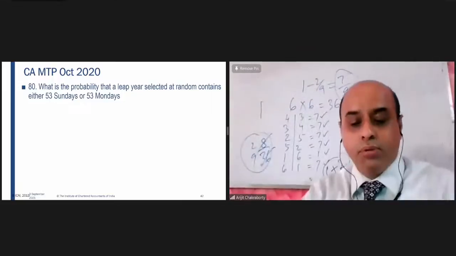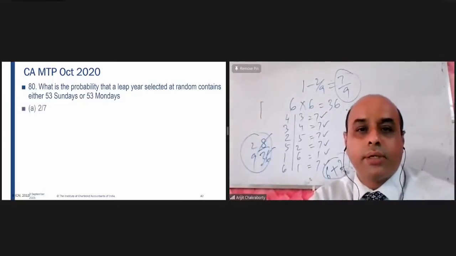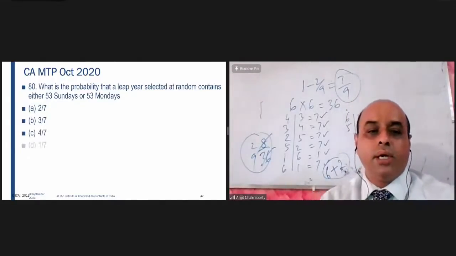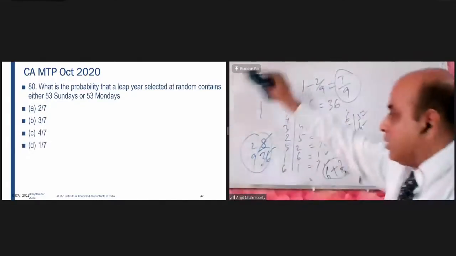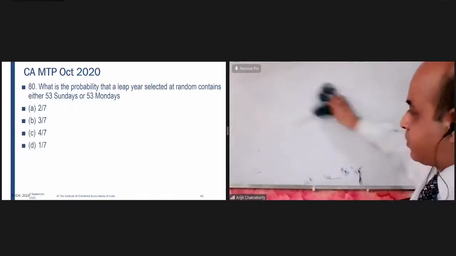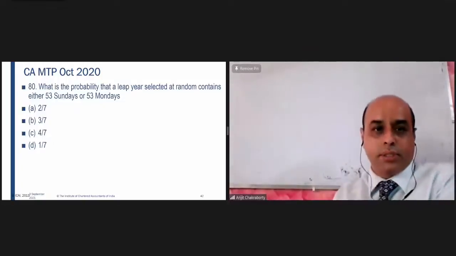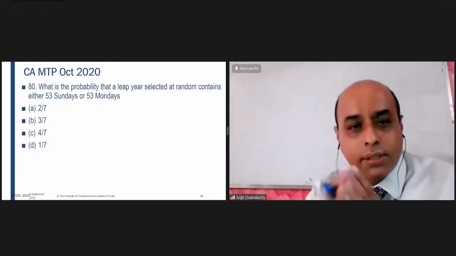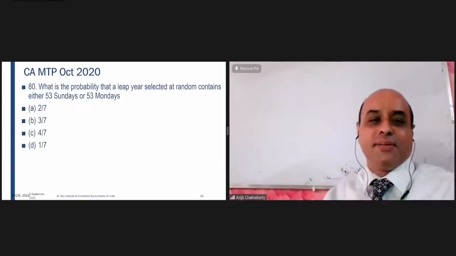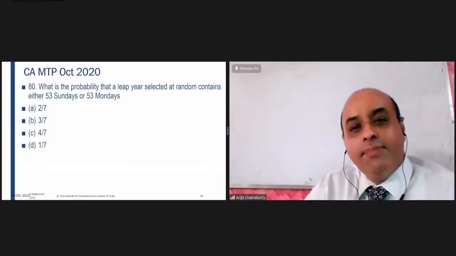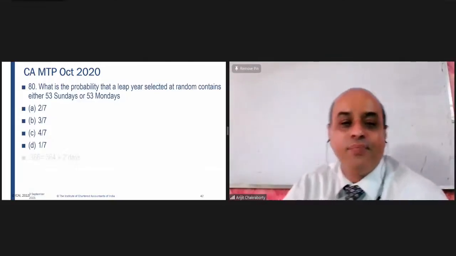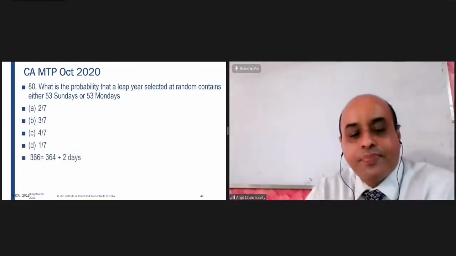Now, this is a beautiful question. What is the probability that a leap year selected at random contains either 53 Sundays or 53 Mondays? Very important for the exam. A similar question also has come in April MTP. So this is a very humble submission from my side to please take this question and understand this question. The probability that a leap year selected at random contains either 53 Sundays or 53 Mondays.